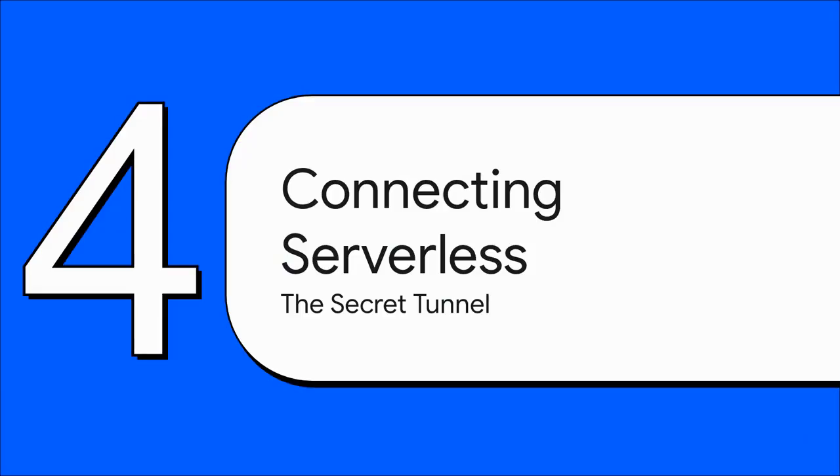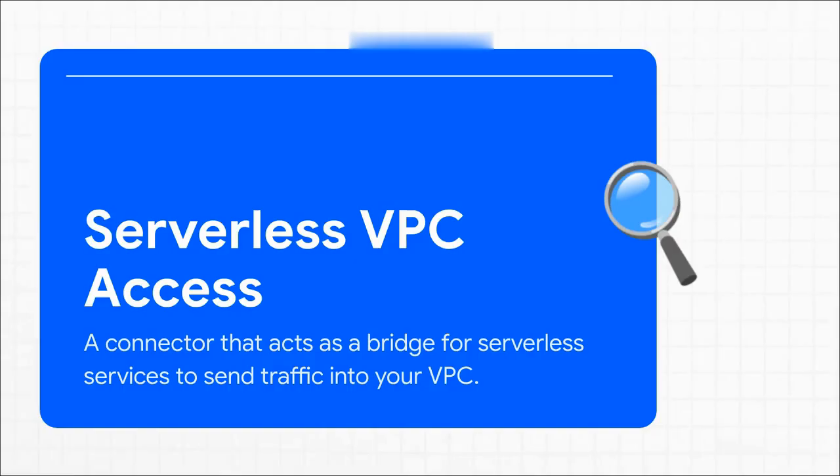Okay, so that handles VM to Google traffic. But what about our original problem, the serverless one? Well, this next piece of the puzzle is the real linchpin. Section 4 is all about connecting our serverless apps, and this is the secret tunnel we've been looking for. The solution here is called Serverless VPC Access. It's this managed thing you deploy right into your VPC, and it basically acts as a dedicated network bridge. You then tell your Cloud Run or Cloud Function service to route all of its outgoing traffic through this connector. And just like that, your serverless code now has a private on-ramp straight into your secure VPC.